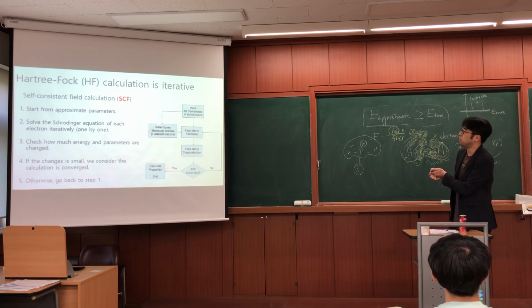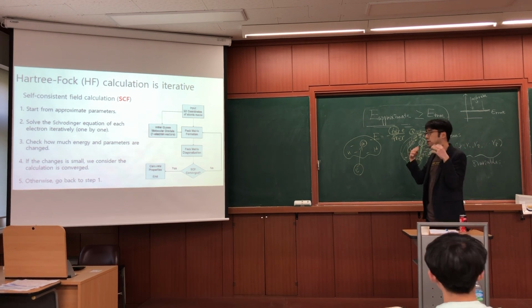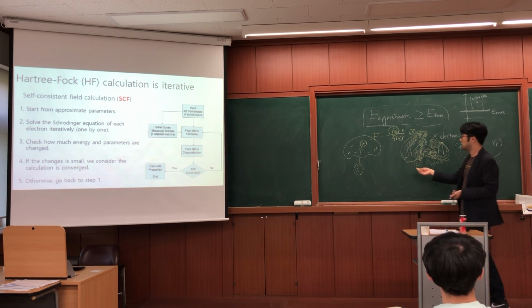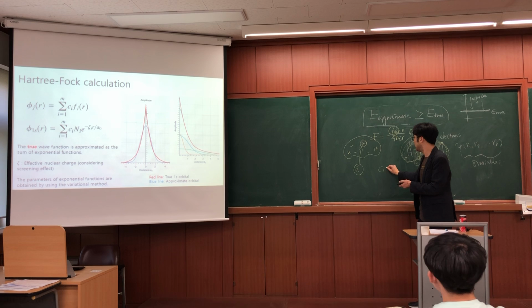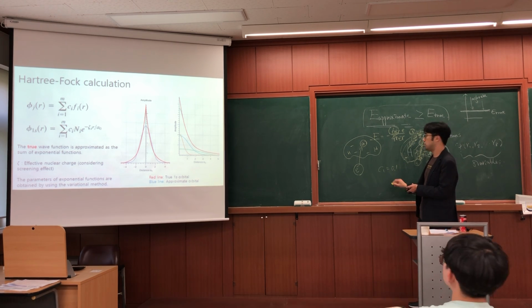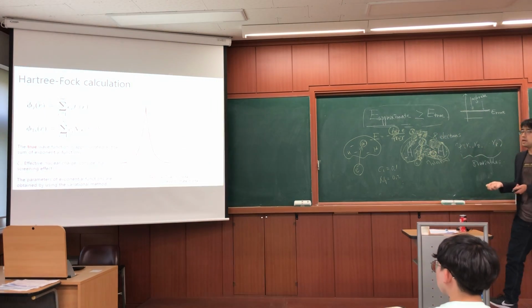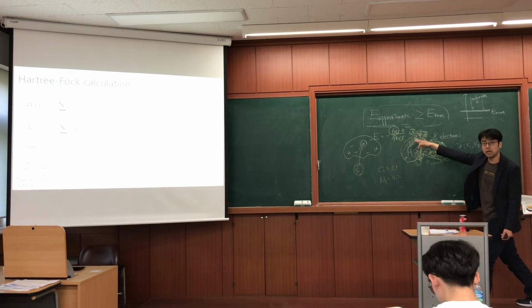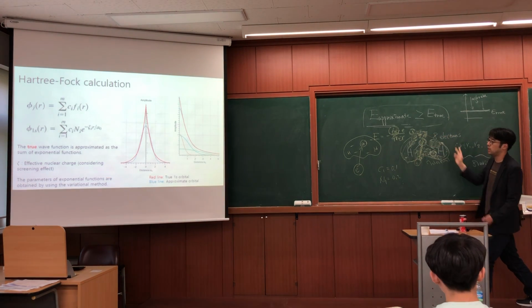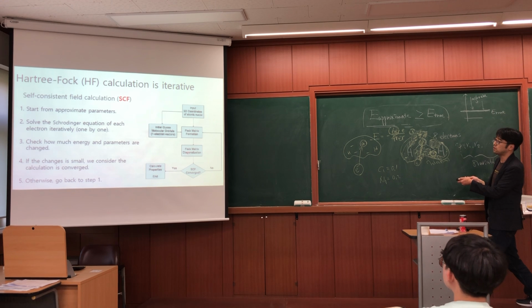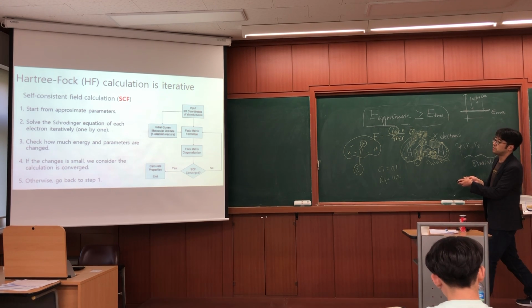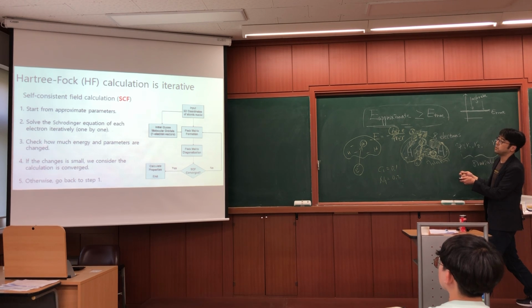So it means that we start from the initial guess. The first guess. So we start from some guess. So these numbers should, for example, here C1 should be about 0.1 and N1 should be about 0.2. So we start from the guess, but we solve the 8 Schrödinger equations, and we keep doing that. First we solve the Schrödinger equation for each electron iteratively, one by one, so here 8 times, then check how much the energy and parameters are changed.